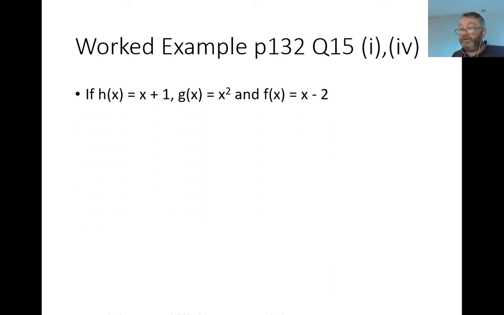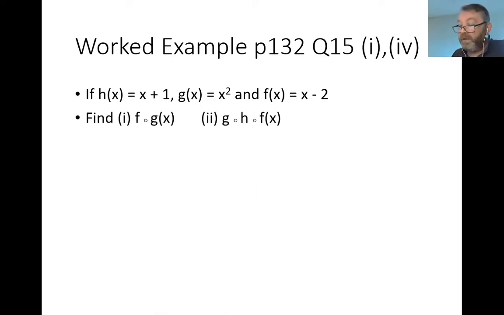Now, let's take this one here. H of x equals x plus 1, g of x equals x squared, and f of x equals x minus 2. So you've got 3 functions, h, g, and f. And I'm only going to do part 1 and 4 of this question here, page 132, question 15. Find f after g of x, then find g after h after f of x. So they can be what we would call triply composite, but that's perfectly fine.